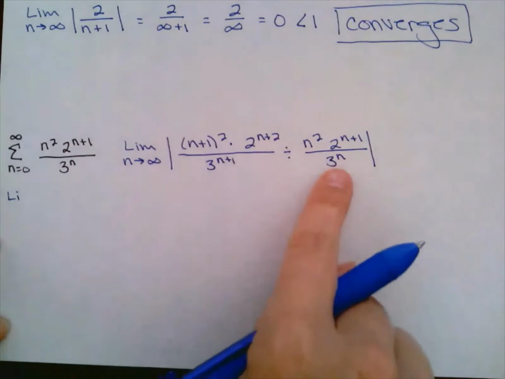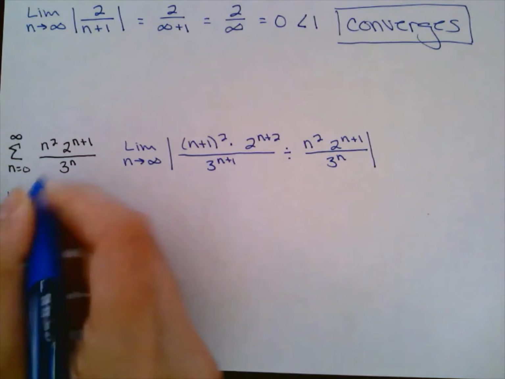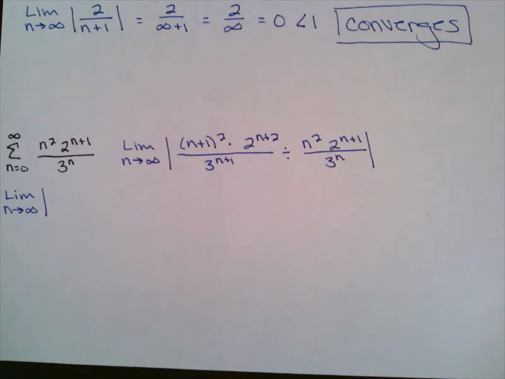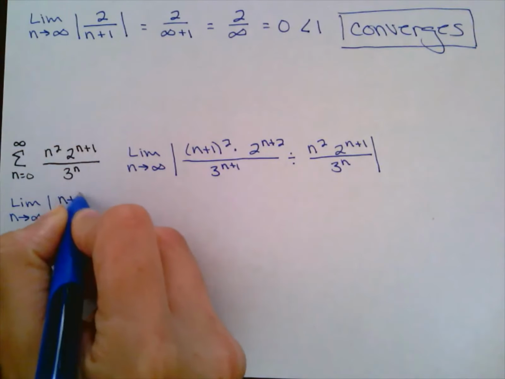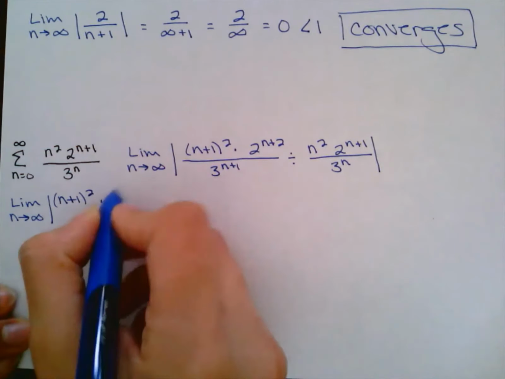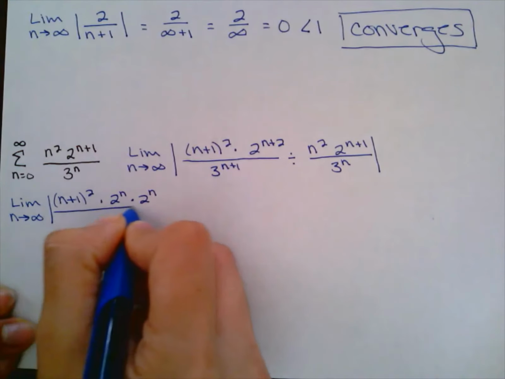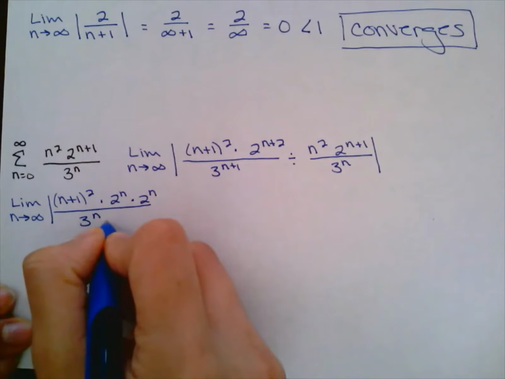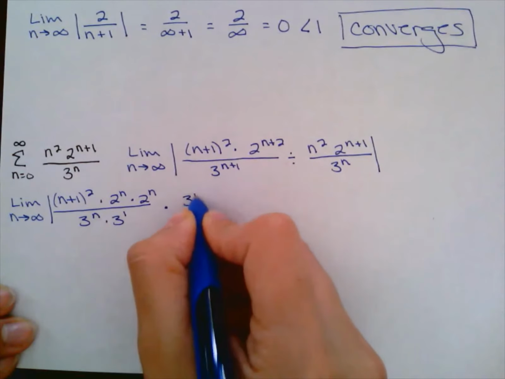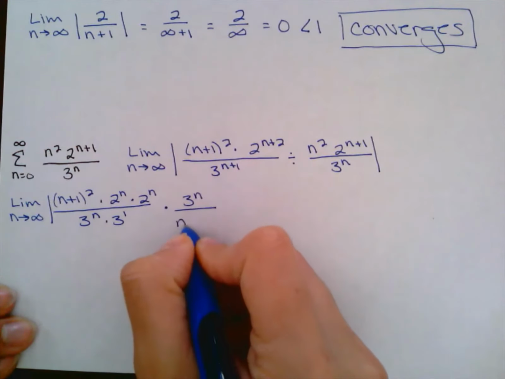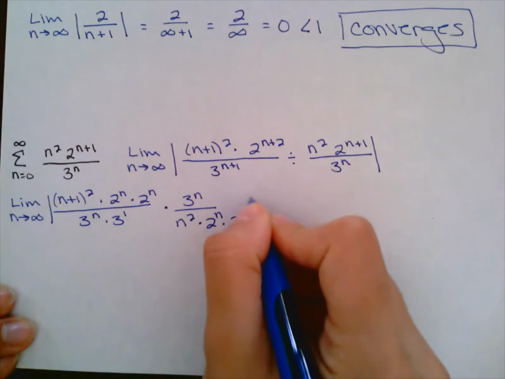Okay, now I'm just going to flip this one and start to clean some things. All right, so here I'm going to leave this n plus 1 squared. There's not much I can do with that. This is going to be a 2 to the n times 2 to the second. And this will be a 3 to the n times 3 to the first. I'm going to flip this, and this is going to be a 3 raised to n over n squared. And I'm going to change this to a 2 raised to the n times 2 raised to the first.